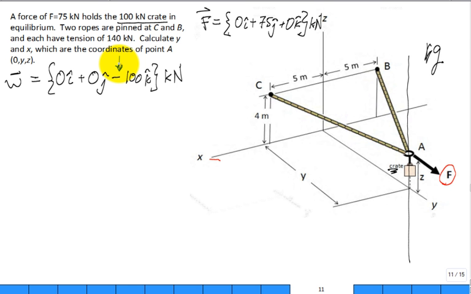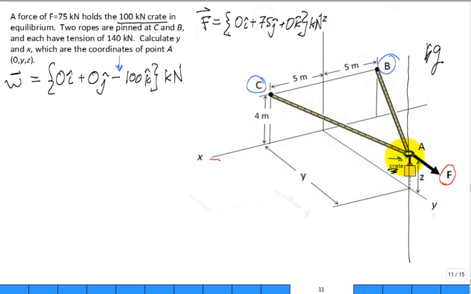It's just pretty obvious. I mean, gravity, the way the crate's hanging, it's being supported by the ring. This little cable is in tension. And there you go. All right. Two ropes are pinned at C and at B. Two cables or ropes come out and they attach to this ring at A.